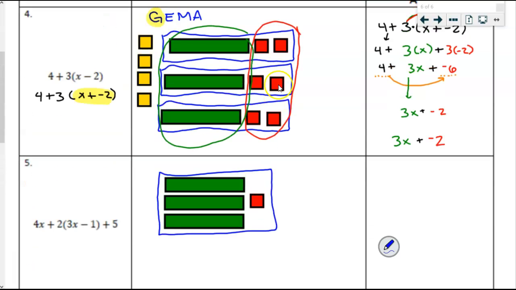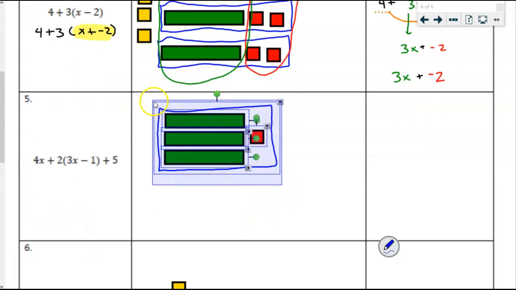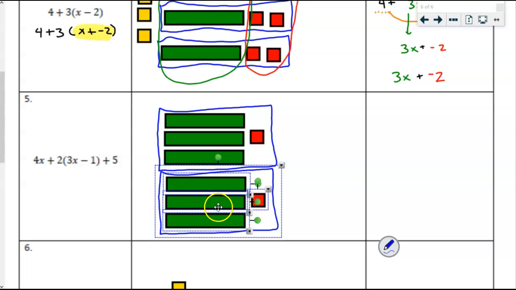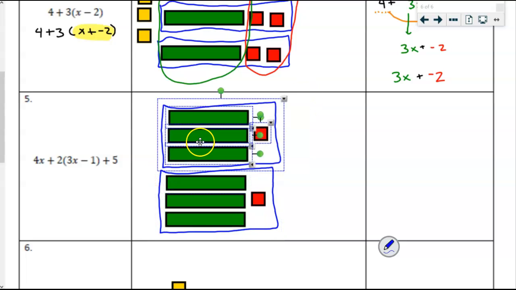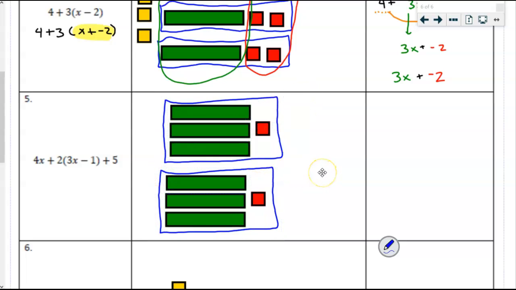We need 2 groups, exactly. Again, the order of operations, we did the grouping symbol. No exponents, we're looking at multiplication. There is multiplication. That multiplication is saying there are 2 of those groups. Okay, got that done. What's my next step?